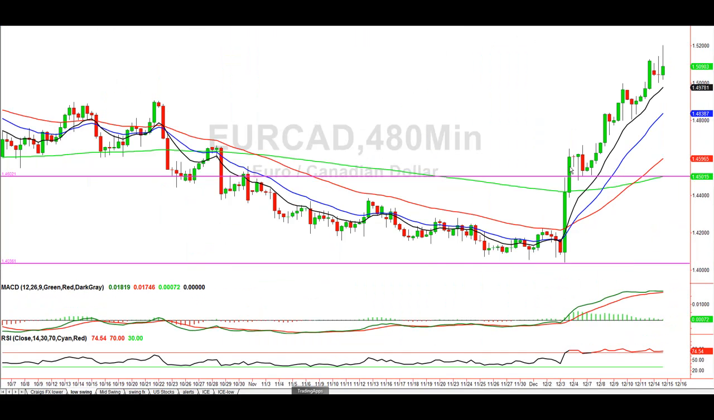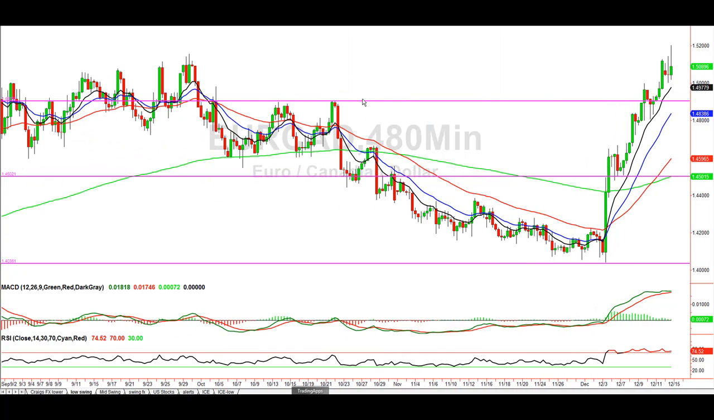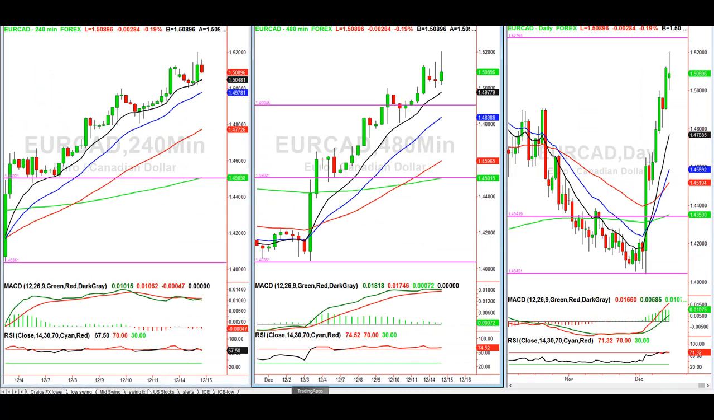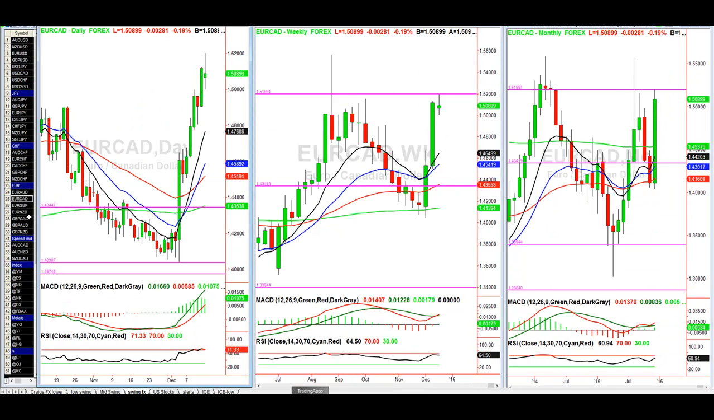On the 480, it's not divergent, so a pullback on the 480 would be satisfactory. Something back into these areas here would be ideal, back into that old level of resistance there. So yeah, at the moment EuroCAD and those lower time frames, not really too interested because there's a bit of divergence playing out. Higher time frames are fine.